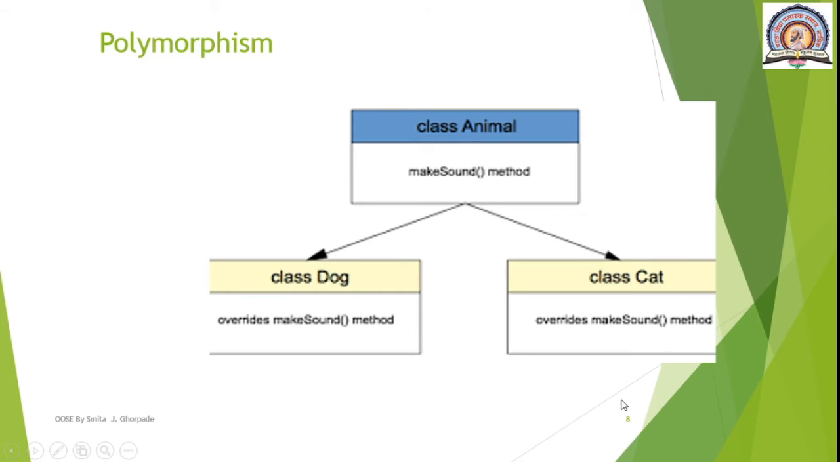Now the example taken here is a class Animal and a common function name is make sound. Again, class Dog. Here the inherited part is given. From Animal two classes are derived: one is Dog and the second is Cat. In the Dog class there is one method make sound, and the second class is Cat. Again there is a method or function make sound.